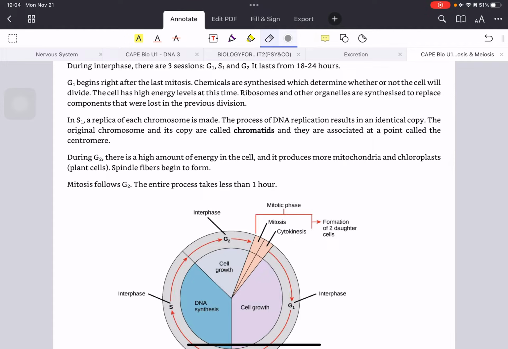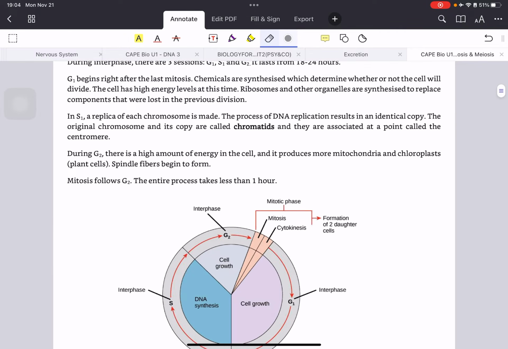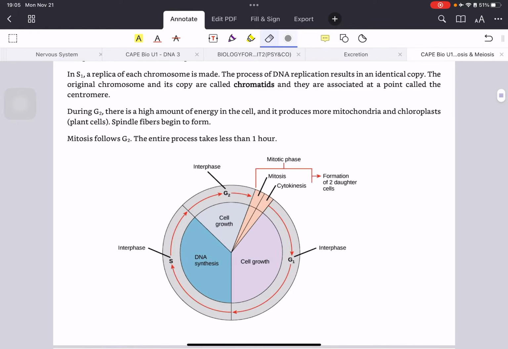So chemicals are synthesized, and they would determine whether or not the cell will divide. So the cell has very high energy levels at this time, and ribosomes are synthesized to replace components that were lost in the previous mitosis. Okay, so in G1, the chemicals are synthesized there. In S1, so you could see G1 here, right?